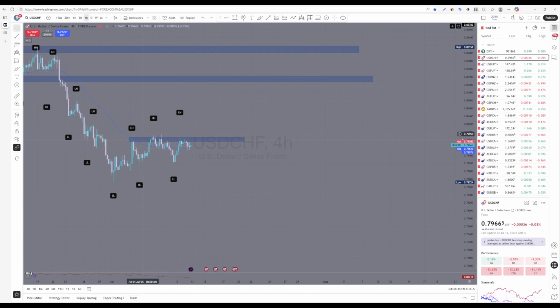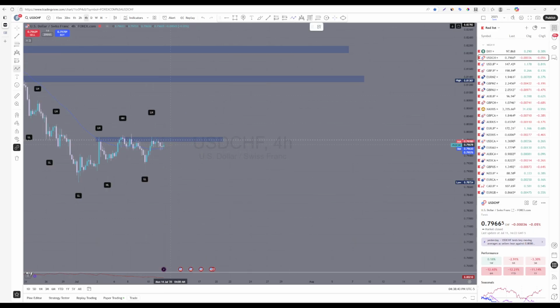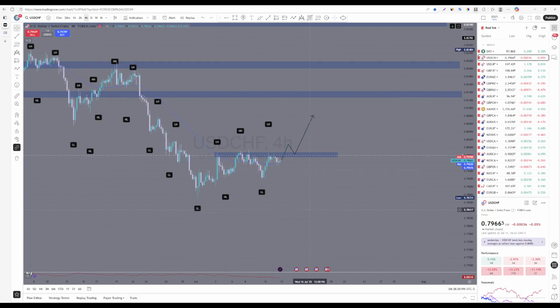So pretty much what I want is either respect this, create a higher high, come, you know what I'm saying, and then break and retest. Like the best thing we can do here is wait for a break retest to go long. That's the best thing we can do there.